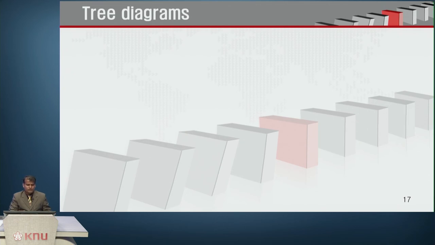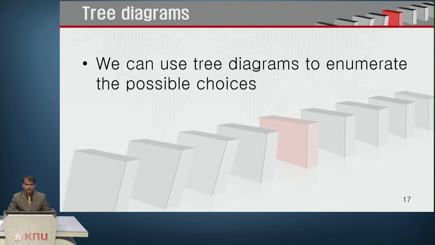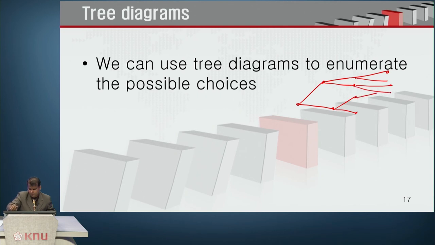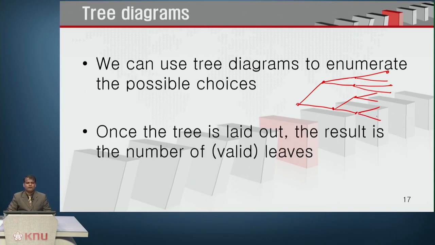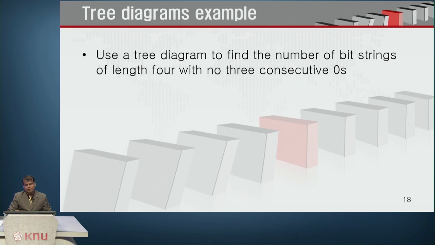Next, the tree diagram. The tree diagram is one of the interesting features of these structures. If you want to consider the possibilities, you can always use the tree diagram to analyze them, to enumerate the possible choices that you have, something similar to the structure of a tree. Here is an example: use a tree diagram to find the number of bit strings of length 4 with no consecutive zeros.